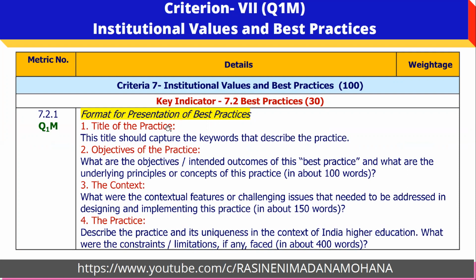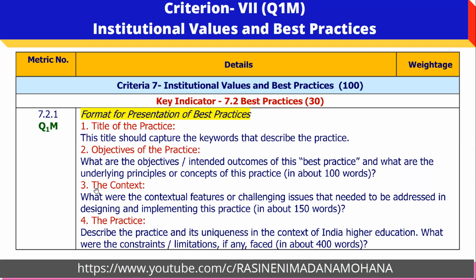First one, title of the practice. This title should capture the keywords that describe the practice. The second heading, objectives of the practice. What are the objectives or intended outcomes of this best practice? And what are the underlying principles or concepts of this practice? So these objectives can be covered in about 100 words.